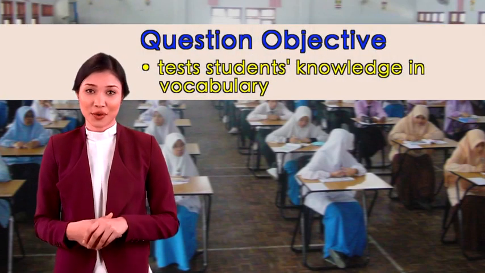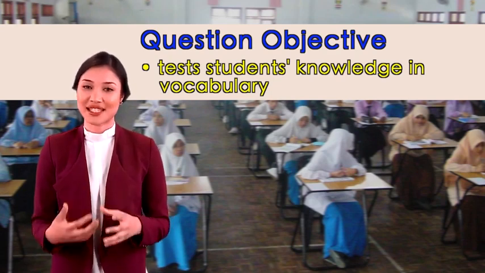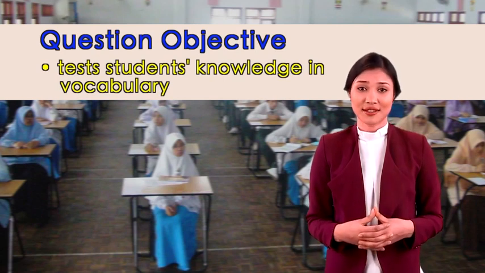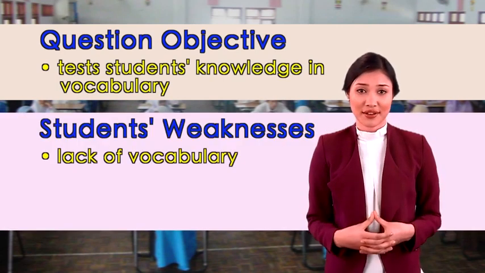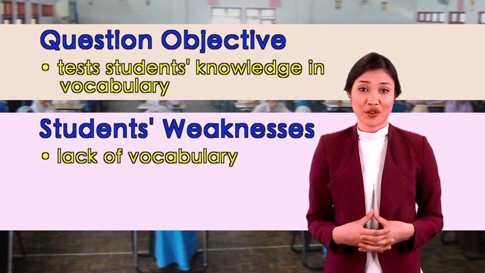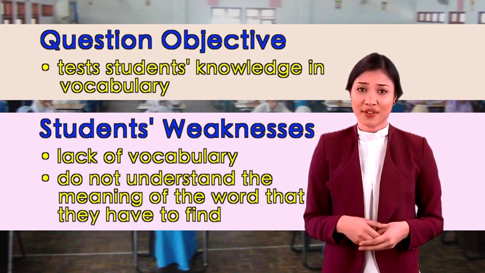Another type of question that is often asked in this section is vocabulary. For this question, students are required to find the meaning of a word, phrase, or sentence from the question and the passage provided. Many weak students struggle when answering this question. This is due to their lack of vocabulary. As a result, many are unable to pinpoint the answer accurately. They also don't understand the meaning of the word that they have to find. This makes the task very difficult for them.